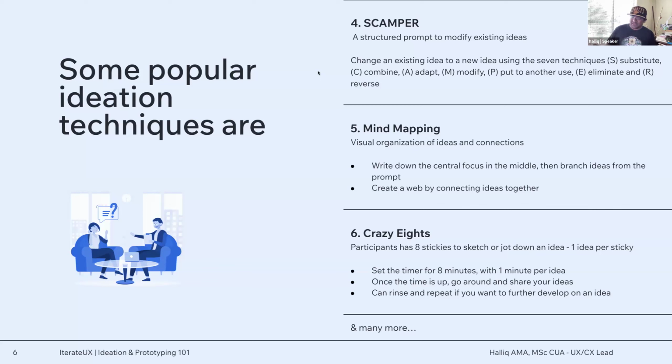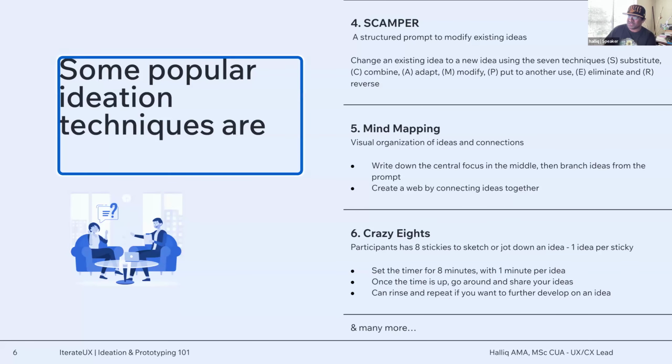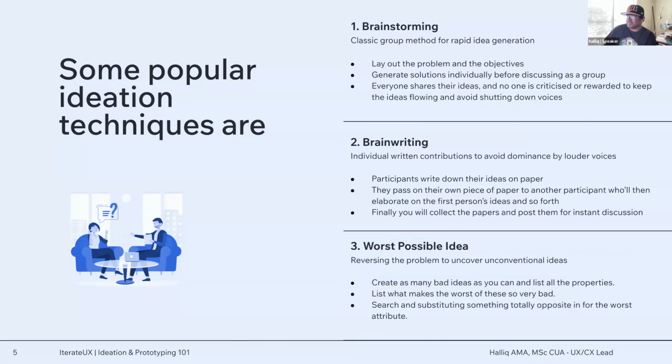And as I said, there are at least 20, 30 more ideation methods that we can use. But these are the 6 methods that I usually use in my day-to-day work. So I would definitely recommend starting with these ones, because they are much easier, and all you need is probably a Miro board or a FigJam board, or if you're in meeting rooms, you can just use some sticky notes to do this.